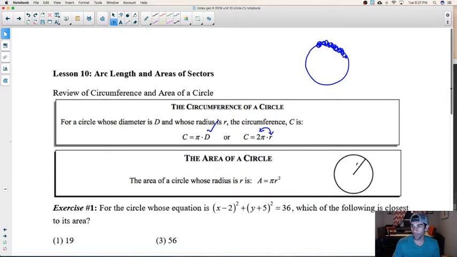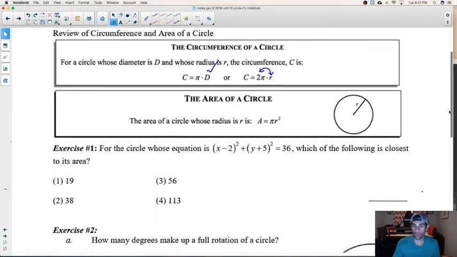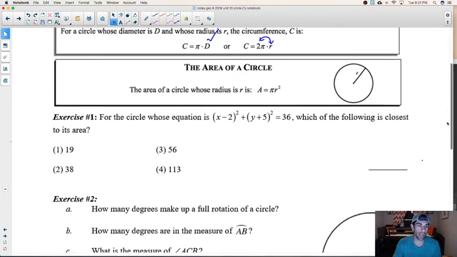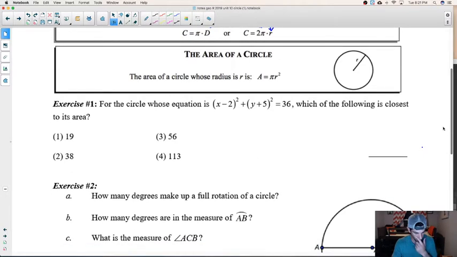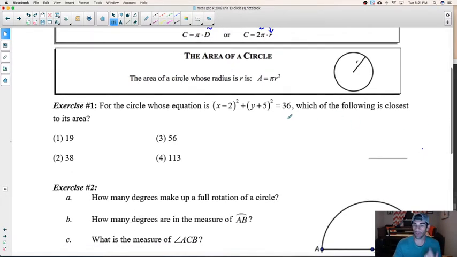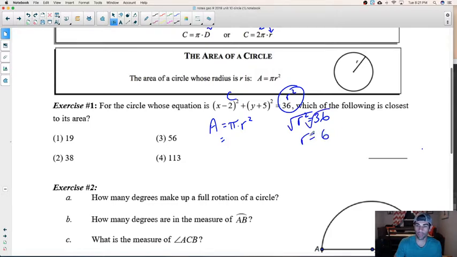So, let's put all of this stuff to use. Which of the following is closest to the area of this circle? So, in order to do this, to find area, I need pi times the radius squared. Well, I don't have the radius. I have the equation of the circle. Well, remember that this right here tells me my center, and this right here tells me my radius. So if the radius squared is 36, it means that the radius is 6.